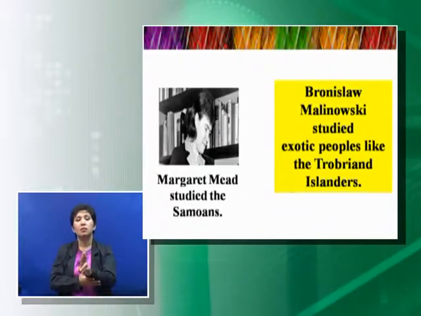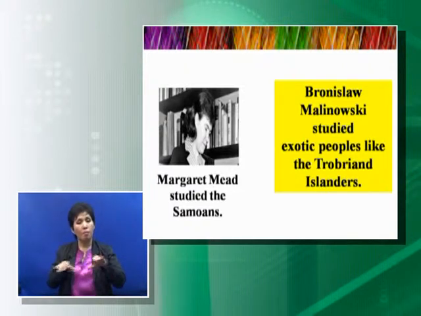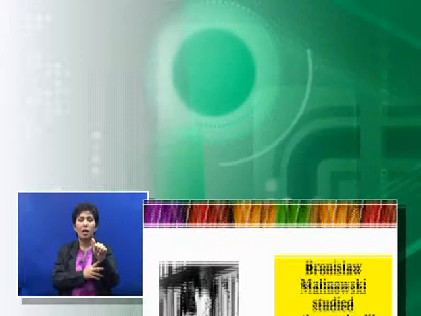So these are samples of anthropological studies. For example, the research done by Margaret Mead studied the Samoans. Bronislaw Malinowski studied exotic peoples like the Trobriand islanders. You can see that those people focus just on small-scale societies, and they are from the pre-developed countries.